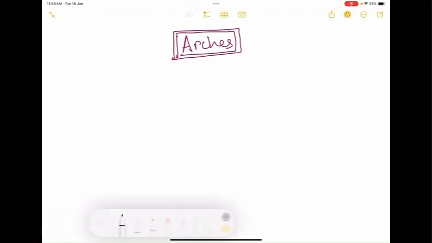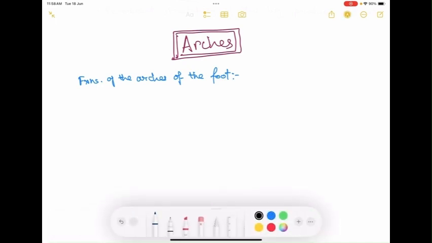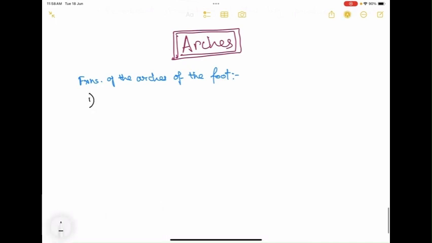First, before getting into the arches of the foot, we are going to know about the functions of the arches of foot. It is also an important question. Yeah, functions of the arches of the foot. So let's start writing them one by one.